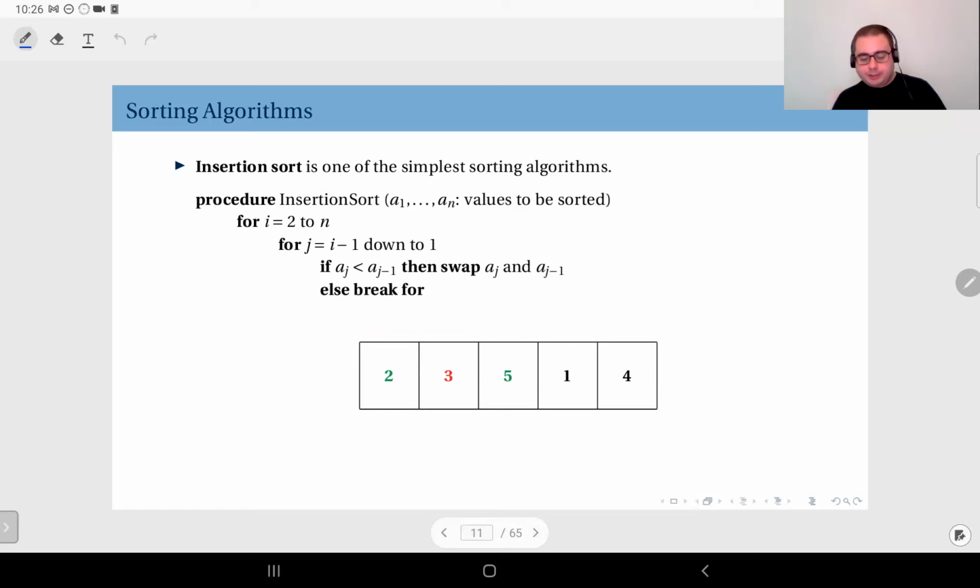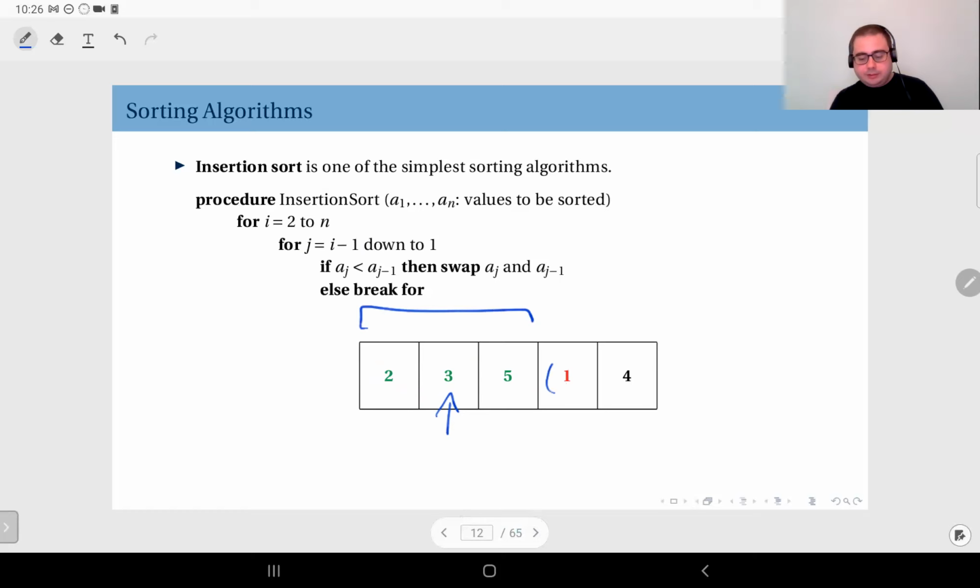So 3 comes here, and then you compare 2 and 3, but then you see that they are in the correct order, so you stop. You don't need to look even further, because you know that you are in the sorted portion. Even if you have something further, it will be even smaller, so you don't need to compare it to 3. And then 3 will become in its correct position within the sorted portion.